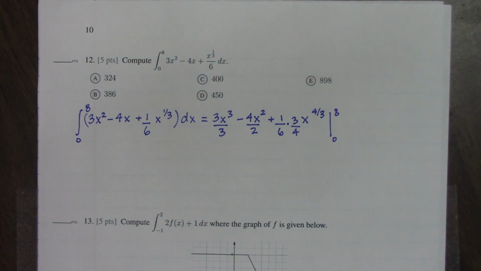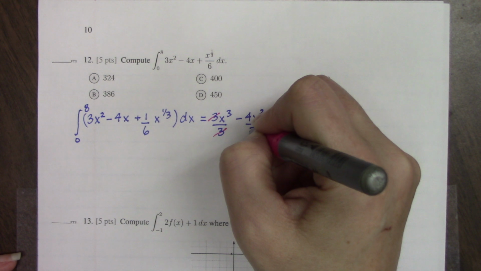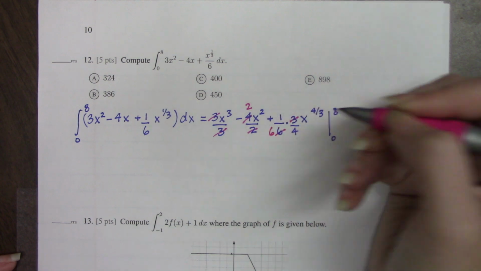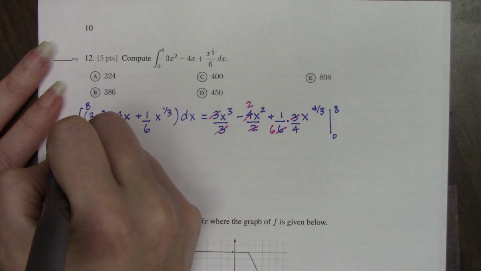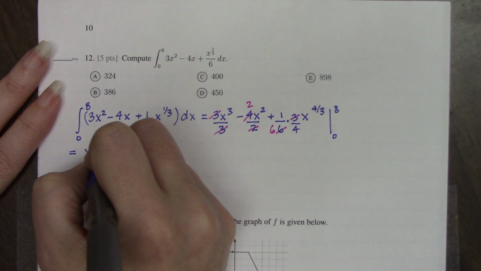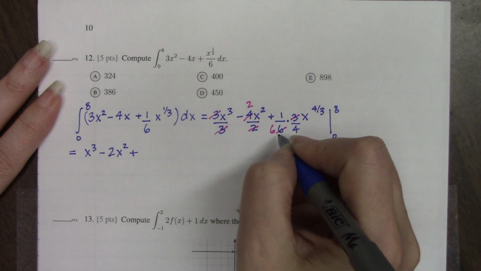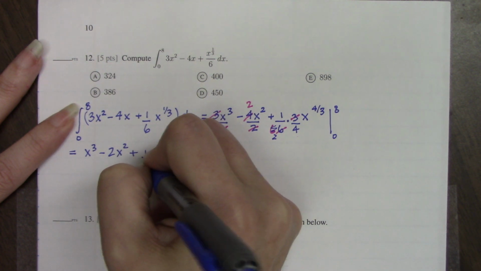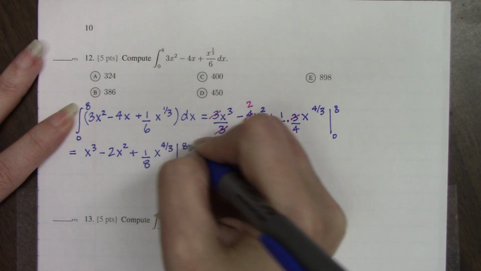Since we actually have to plug in numbers here, I'm going to see if there's anything we can do to clean this up. So these 3's cancel, this 2 cancels, and we get a 2. This 3 cancels this 6 and gives us a 2. So x cubed minus 2x squared, oh, sorry, that should say 2, plus 1/8 x to the 4/3 evaluated from 0 to 8.